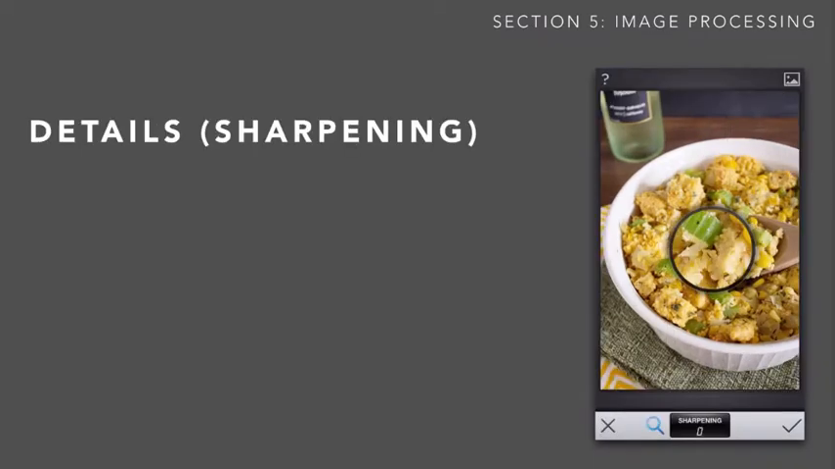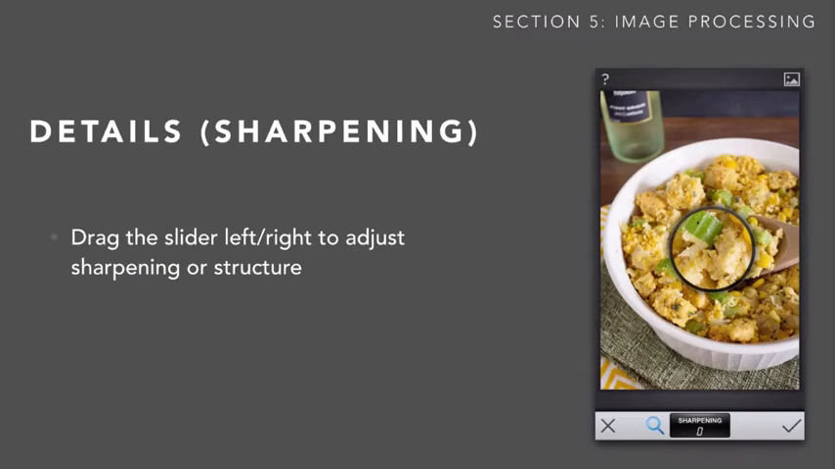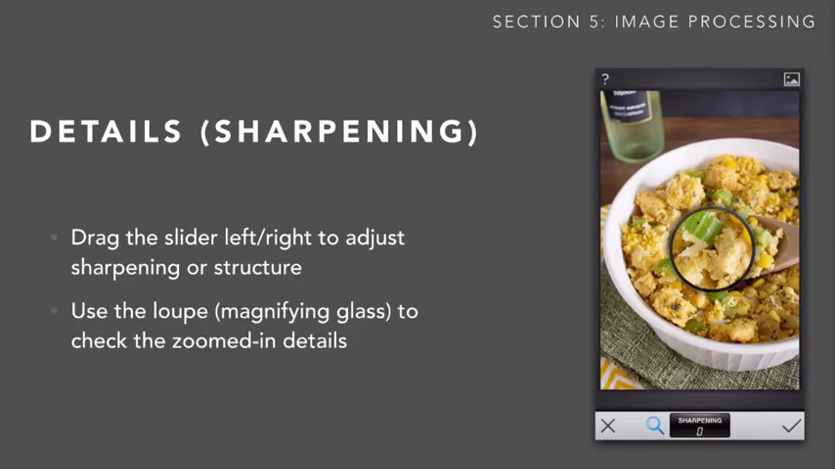There's an entire tab along the bottom of Snapseed for sharpening. It's called Details, and you can drag the slider again left and right to adjust the sharpening or the structure of your image, which are similar detail effects. It also has this loupe or magnifying glass, which is helpful. It shows you a zoomed in picture of that section of your image, and you can see the more close-up details. So those are the main editing features within Snapseed.